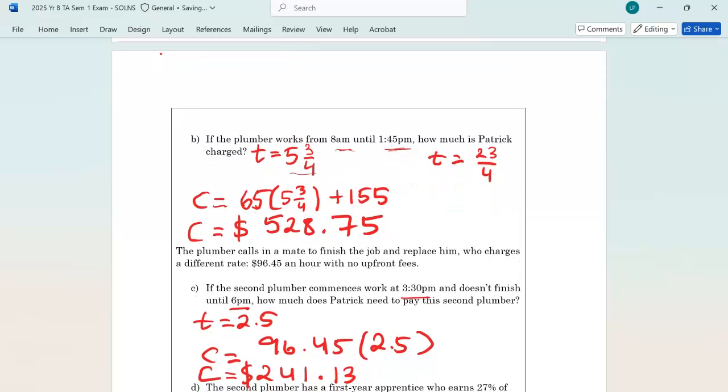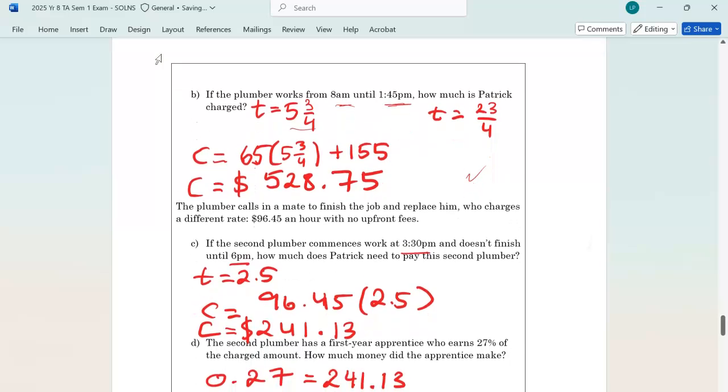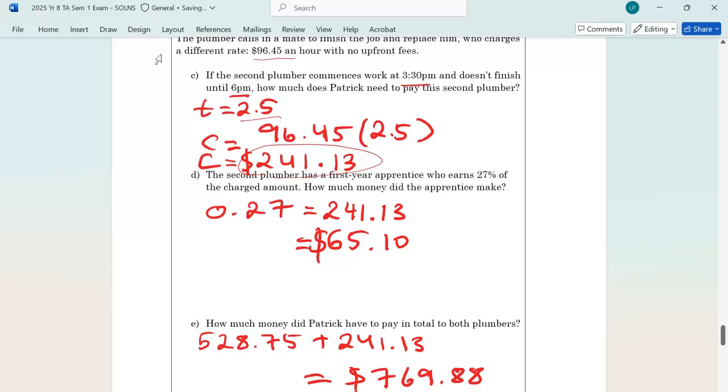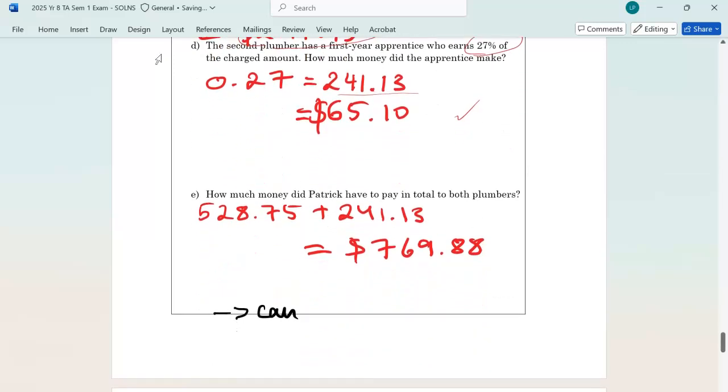So T equals 23 on 4 times 65, and so we get 528.75. If he gets a second plumber at a different rate of 96.45, and the time is 2.5 hours, 96.45 times 2.5 is 241.13. Now, the plumber has an apprentice who gets 0.27 times 241, and that's $65.10. How much does he have to pay the plumber?